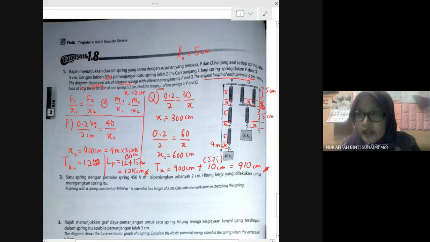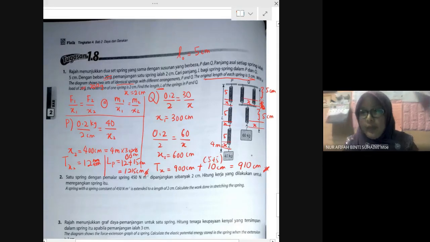We have to kita tengok dua. Spring tu dua dekat sini ya. Dia punya length tu. Okay, bukan 3. Even we use 3 springs, but the length refers to 2 springs only. 2 springs. Okay, because the other one is connected parallel. So 5 plus 5 plus 300 plus 600.